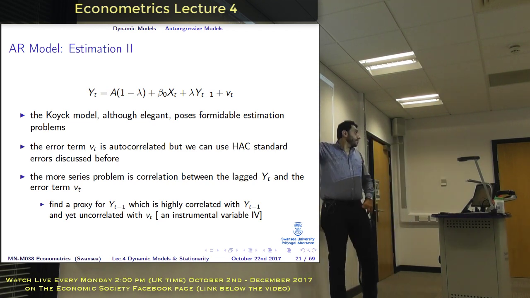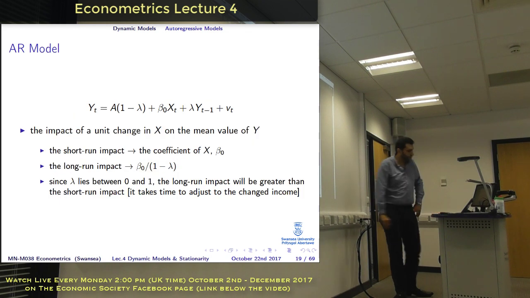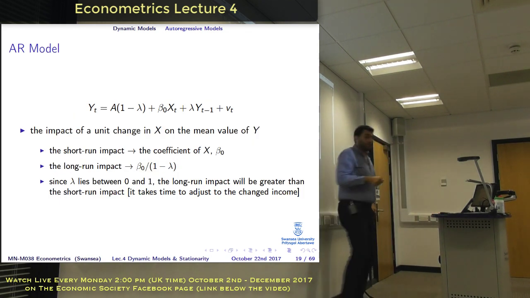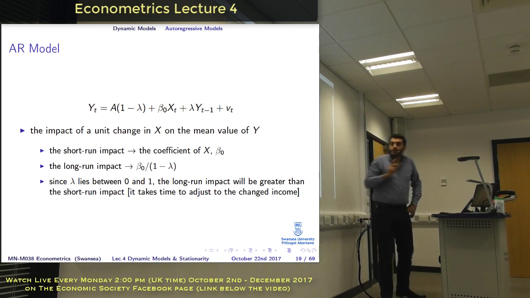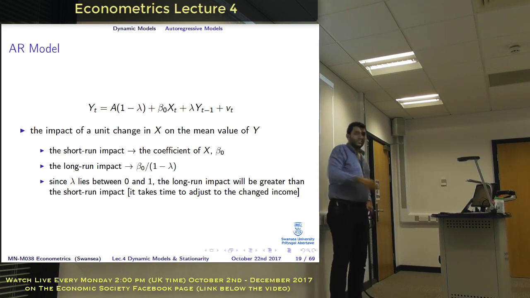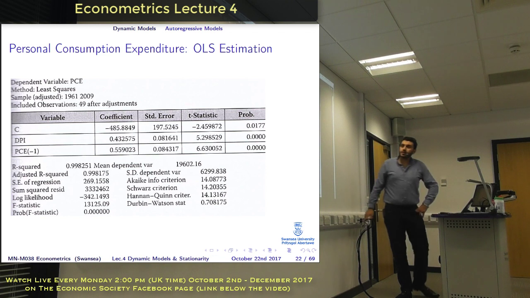this is beta 0. So what is beta 0 in this autoregressive model? We explained that before. This is the short-run impact. Okay? So what is the long-run impact? How can we obtain it? It's beta 0, that coefficient, divided by 1 minus lambda. So what is lambda here? It is the coefficient of the lagged dependent variable. Okay? So let's go back to this estimation and look at this.